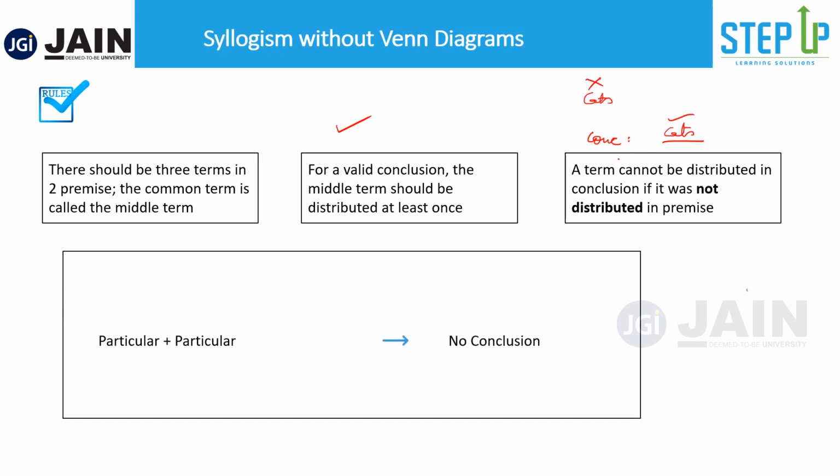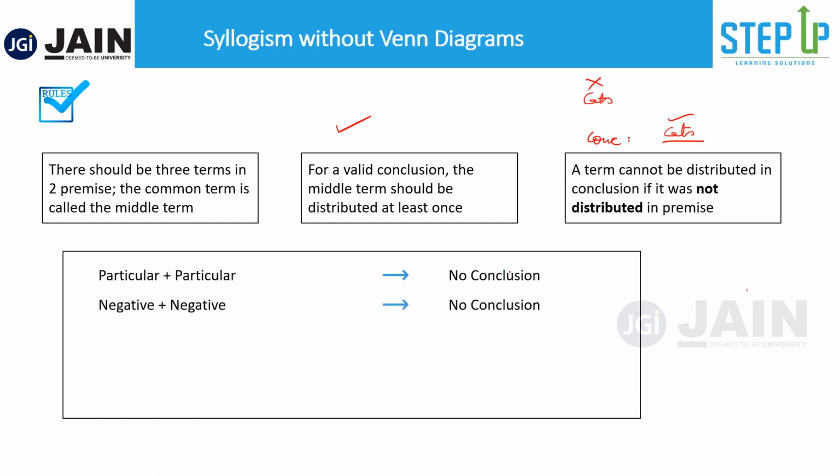Also, 2 particular premises will lead to no conclusion. That means if you have some plus some, or some not plus some not, or some plus some not, you cannot come to a conclusion. It's a 5-second thing and you can say you cannot draw a conclusion. Negative plus negative, 2 negative statements, again no conclusion. This could be universal negative plus universal negative, particular negative plus particular negative, or universal negative plus particular negative. Universal plus particular: if one statement is universal and the second is particular, your answer would be in particular statement format.